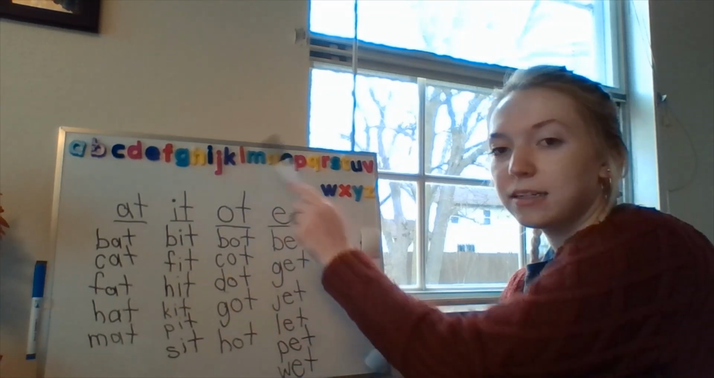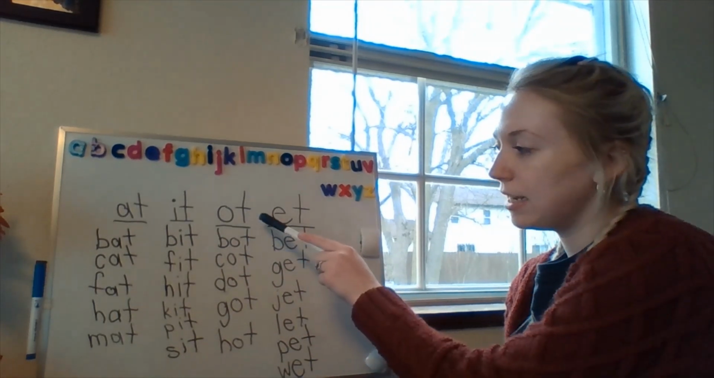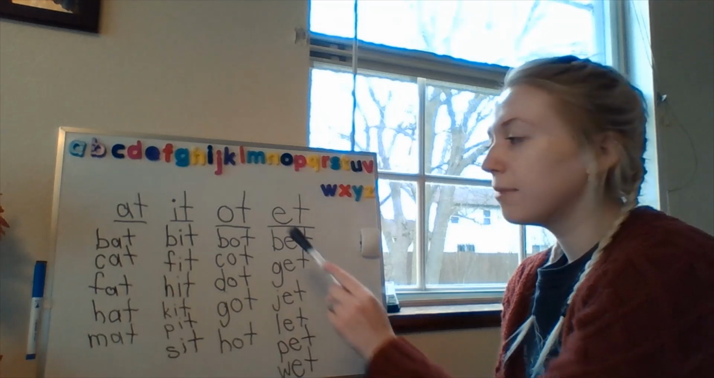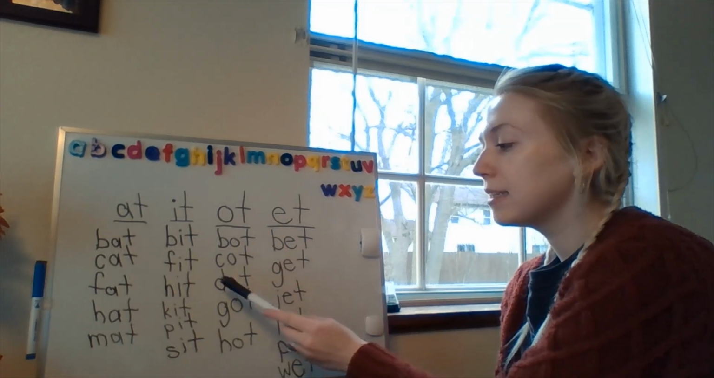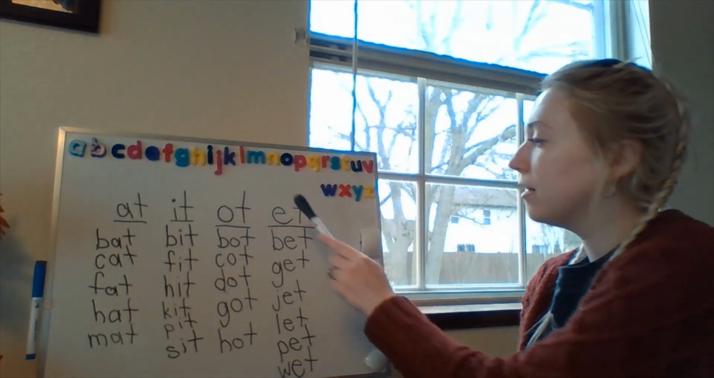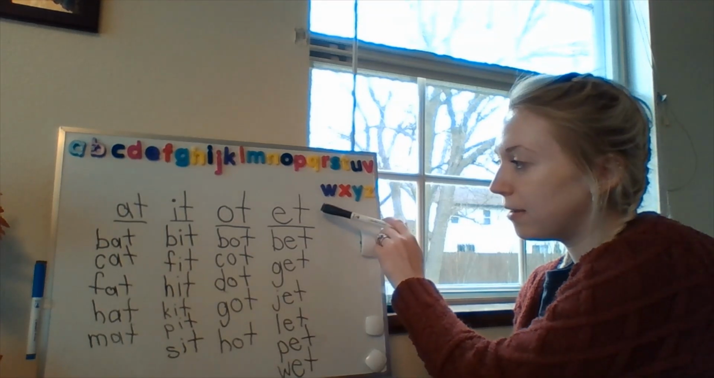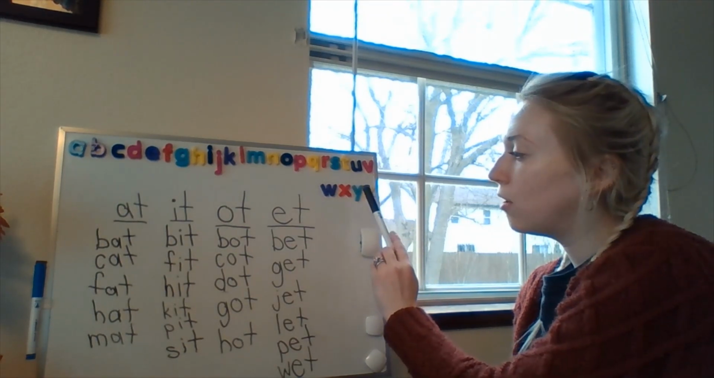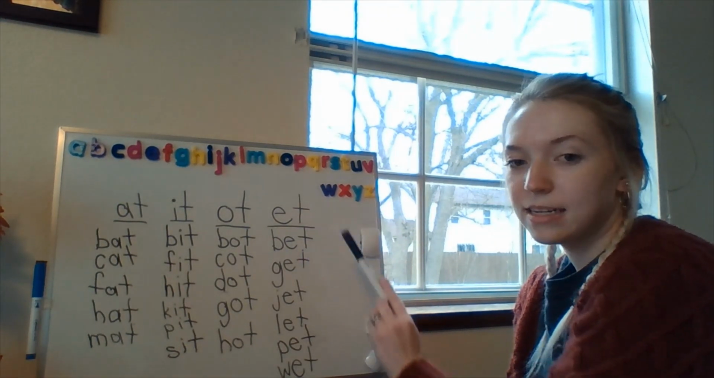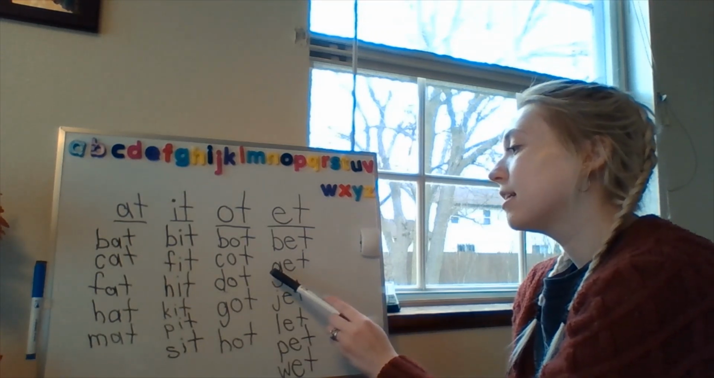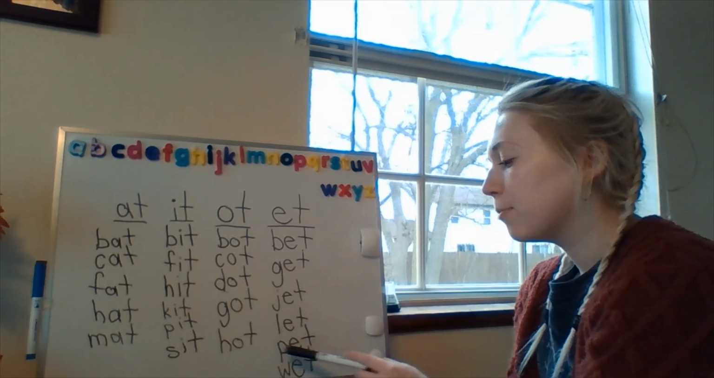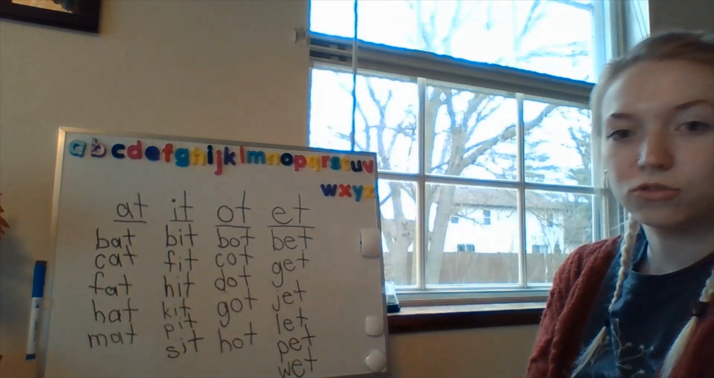This is the ot word family. All of these words end in ot, and they rhyme. So bot, cot, dot, those all rhyme. And then our last word family we talked about is et. So all of these words end in the et sound. They have get, jet, let, pet, wet. Those are all rhyming words.